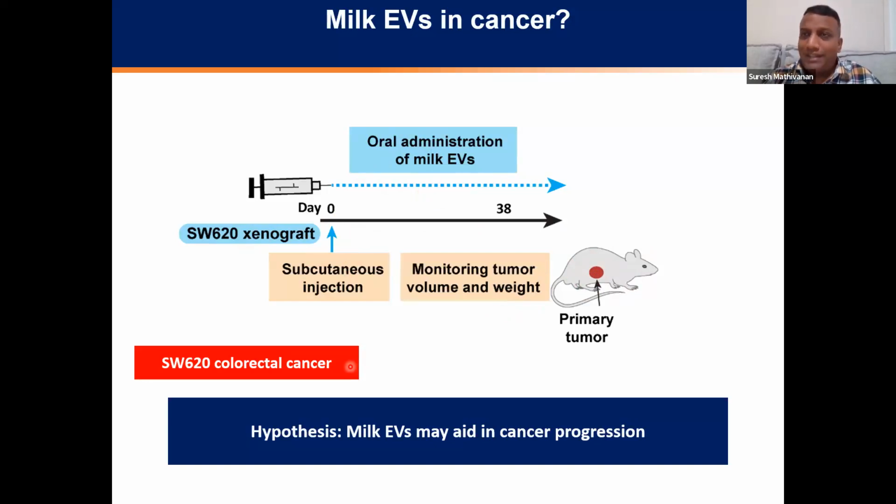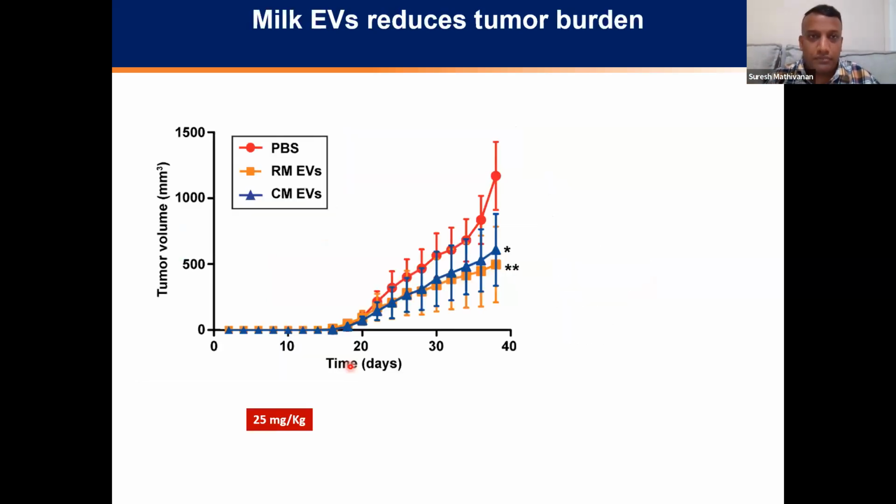Because we are the only mammal who drinks milk even after childbirth, right? Most organisms, all the mammals, give milk only for neonatal development, and after a while the milk feeding stops, right? However, we human beings keep doing it throughout our life. So we thought maybe it can have repercussions in terms of growth of the tumor. So the hypothesis was that milk EVs are going to aid in cancer progression.